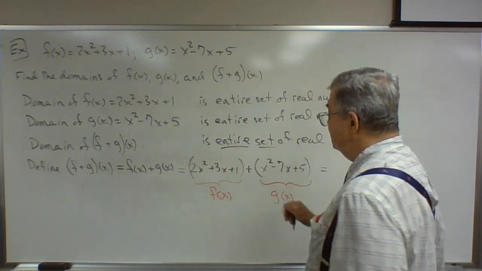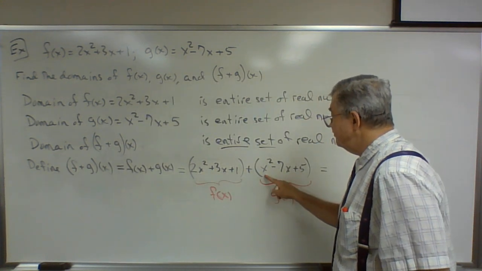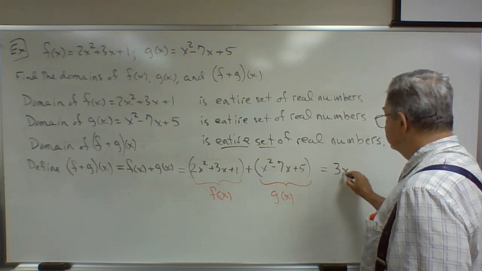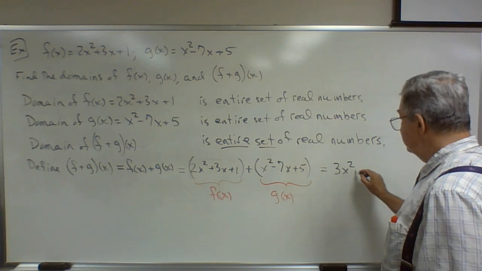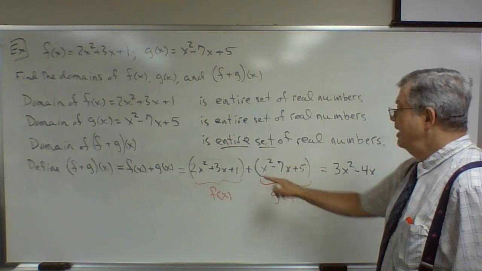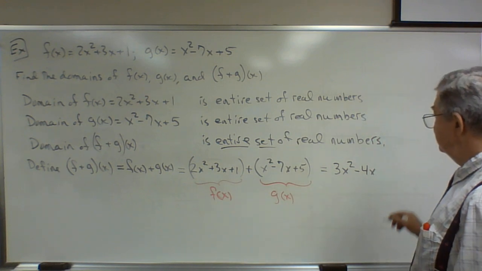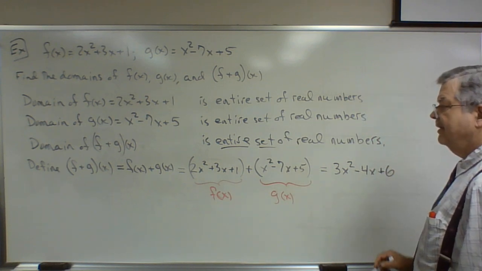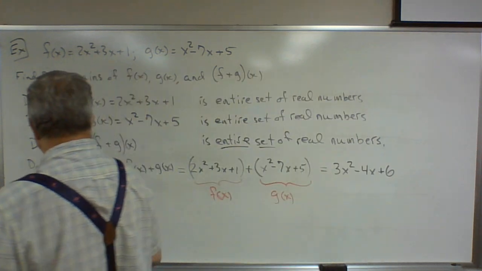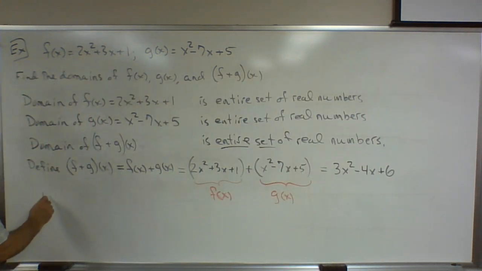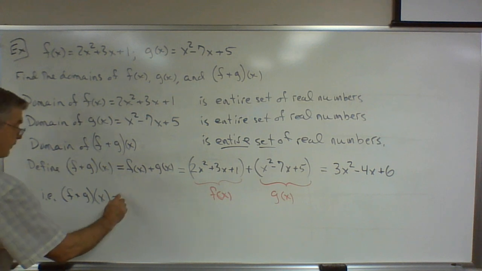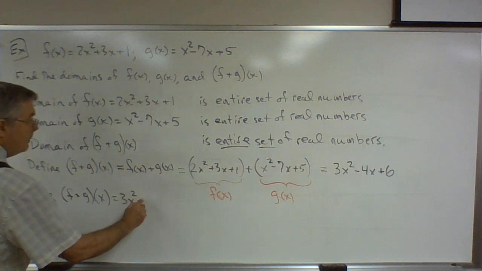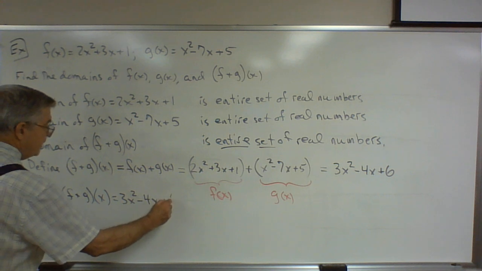And we combine like terms. 2x squared plus x squared is 3x squared. 3x minus 7x is negative 4x. And 1 plus 5 is 6. So f plus g evaluated at x is 3x squared minus 4x plus 6.